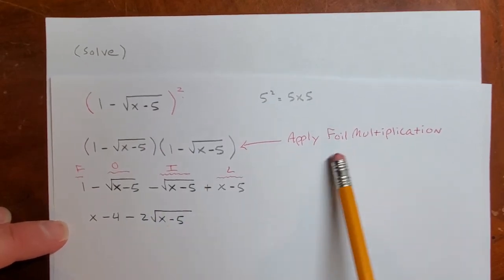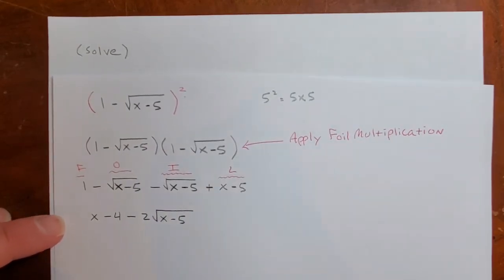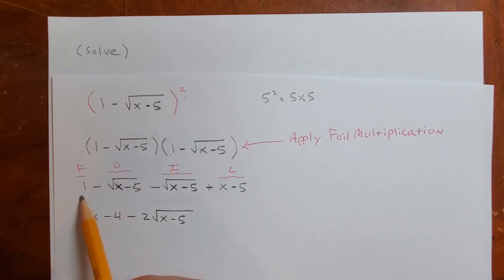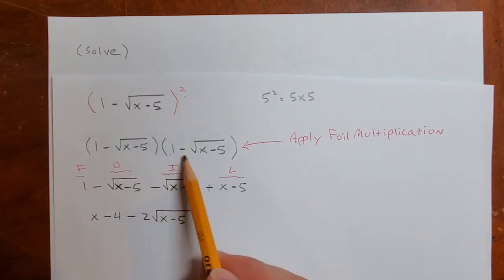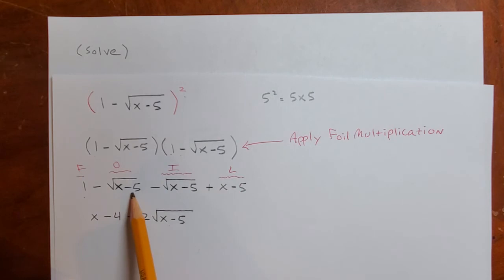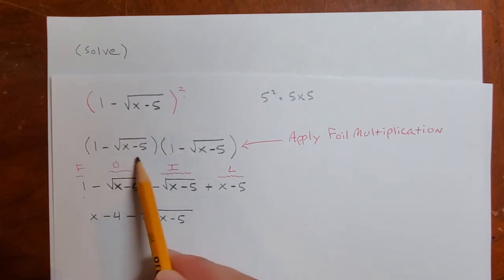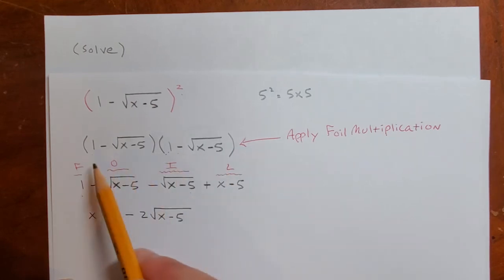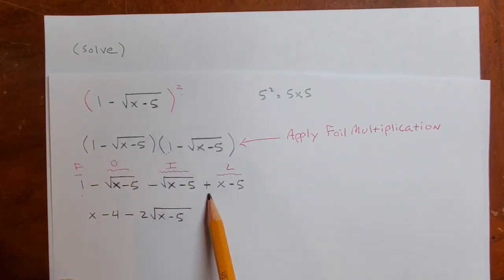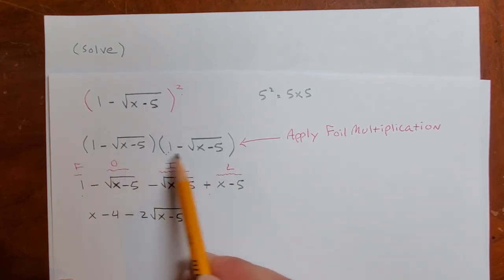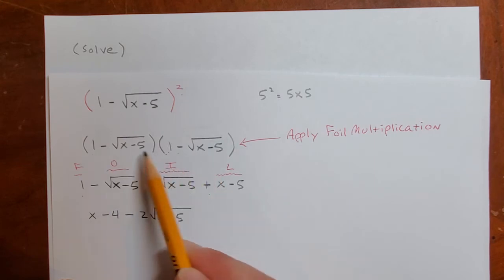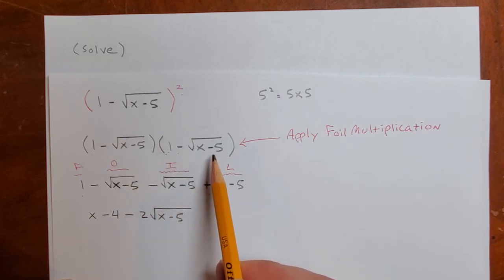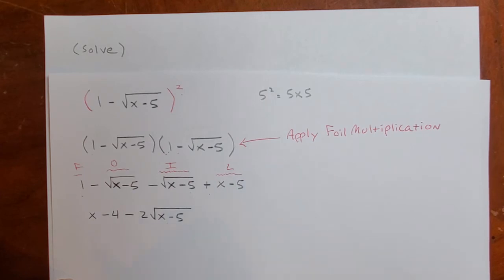And then how do you do that? FOIL multiplication. 1 times 1 is 1. 1 times negative root x minus 5 is negative root x minus 5. Negative root x minus 5 times 1 is negative root x minus 5. And what's negative root x minus 5 times negative root x minus 5? Well, a negative times a negative is plus. But then root x minus 5 times itself, well, that's like squaring it. And squares do cancel roots, so you'll just get x minus 5.